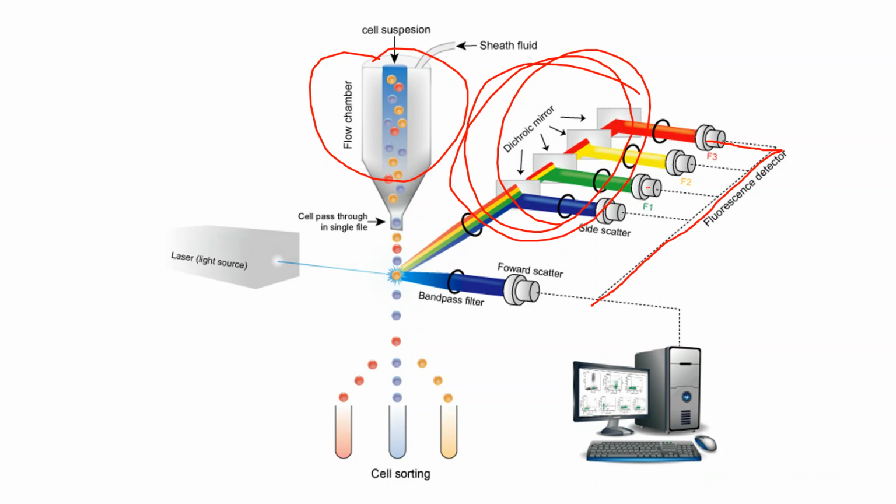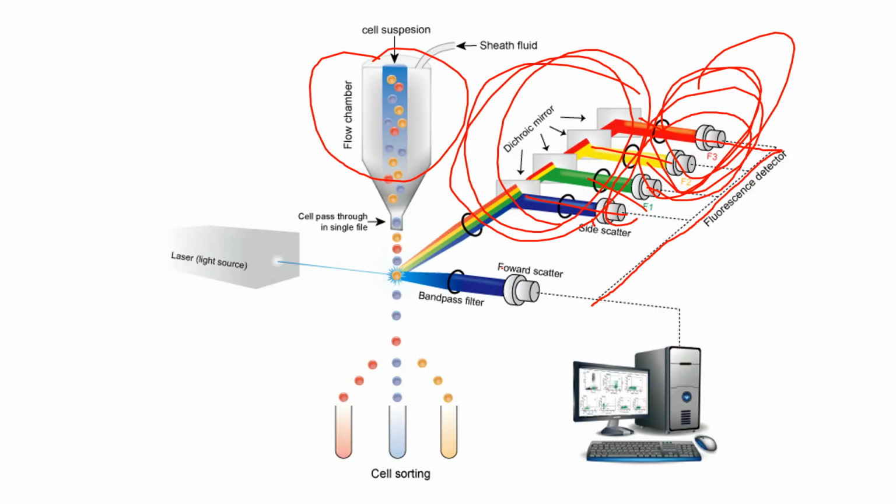These three are for the forward scatter, and one is for the, oh, so these are for different purposes, F1, F2, F3, different channels. Basically if you want to see different protein labels, different colors we have to emit out, right? And one is for the forward scatter and another is for the side scatter. Normally it works on the hydrodynamic focusing principle.